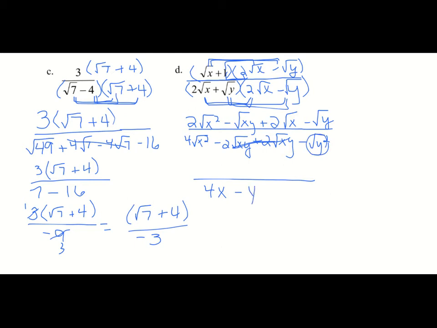On the top, I don't have any like terms, so I can't add anything together, but that square root of x squared right here, I can make that an x. So I have 2x minus the square root of xy plus 2 square root x minus the square root of y. And I can't do anything else, so that is all done.